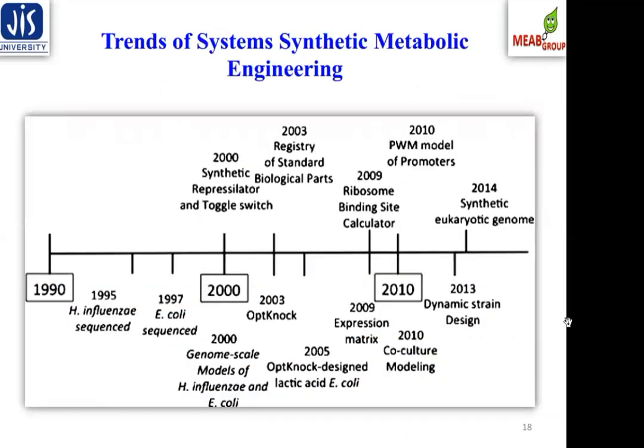So these are the basic trends of systems synthetic metabolic engineering as per their chronology of discovery, and the trend is moving forward. It started in the 1990s, and has now come to a dynamic strain designing phase and synthetic eukaryotic genome development, even ribosome binding calculation, expression matrix, co-culture modeling, knock-out design for lactic acid E. coli. These are the different techniques that have come up from time to time. That chronology started from the 90s, and now it has come to the 21st century with more advanced and technologically sound approaches.